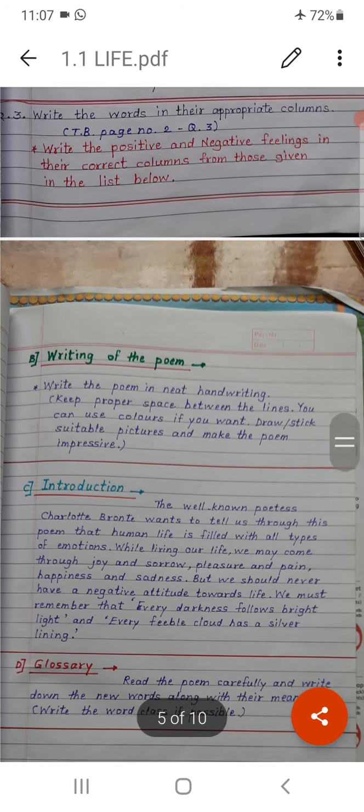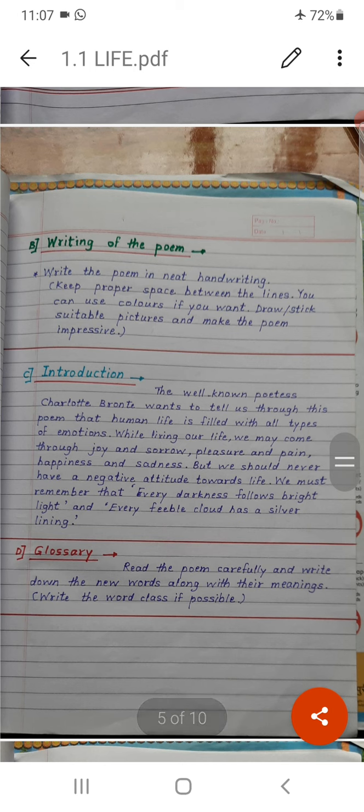Next thing is writing of the poem. As usual, everybody knows that you have to write the poem in your notebook after warming up section. So after warming up section, you have to write down the poem in neat handwriting. You can use colors there, and if you want, you can show some suitable pictures to make the poem impressive.